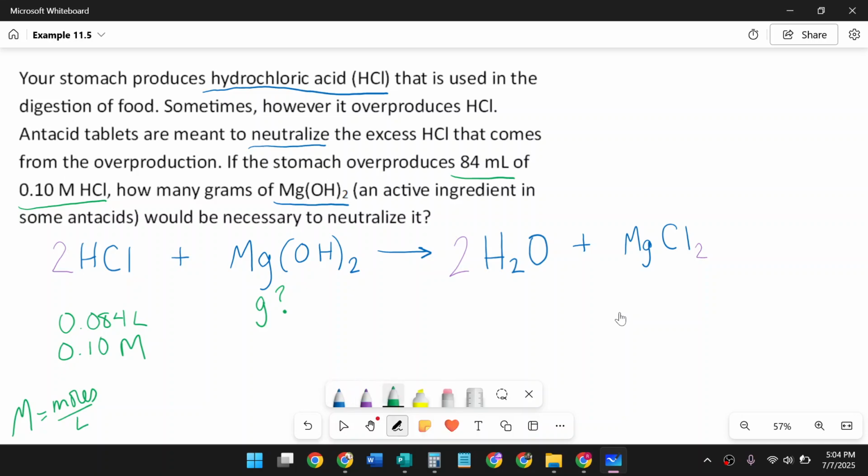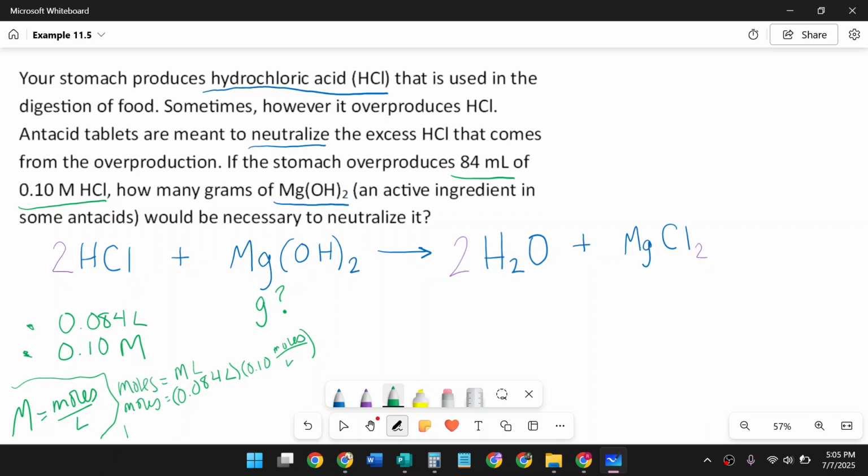So I've got the molarity of this one and the liters of this one, which means I can use my formula for molarity and figure out how many moles I have. Because moles is what I want, I'm going to rearrange this to say moles equals the molarity times the volume, so times the liters. So moles equals 0.084 liters times 0.10 moles per liter.